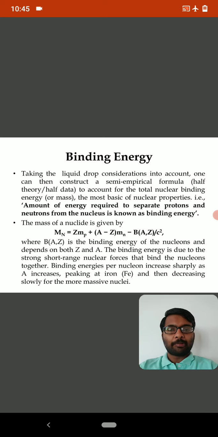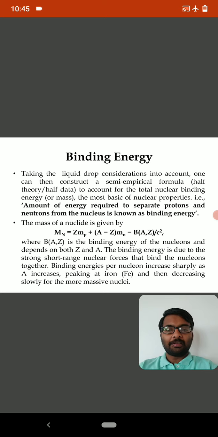The LHS is the mass of the nucleus M_n. The first term on the RHS is Z into m_p, where Z is the atomic number, that is the number of protons, multiplied by the mass of one proton, plus (A minus Z), which gives the number of neutrons, into the mass of one neutron, minus the binding energy. So if we know the binding energy, we can calculate the mass of the nucleus. If we know the mass of the nucleus, then we can calculate the binding energy by rearranging the terms, that is the mass of the nucleus can be brought to the right hand side, and the binding energy can be taken to the left hand side.